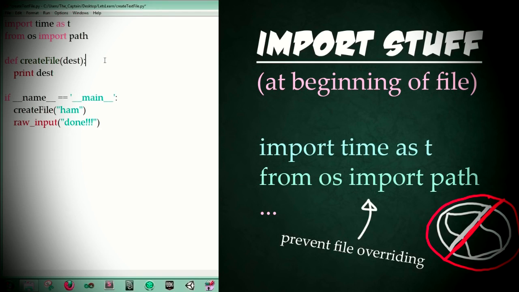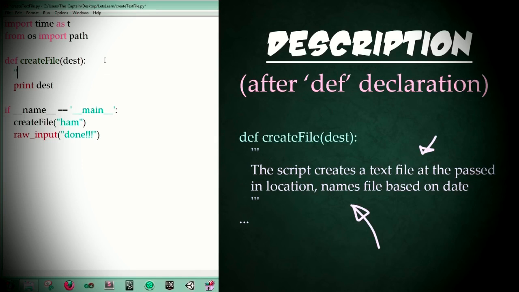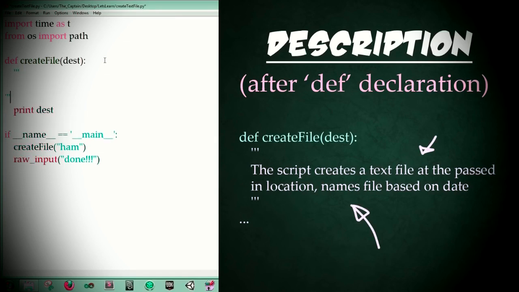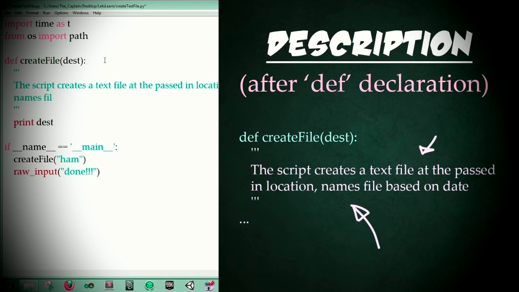Next, we're going to begin with one of the most important steps of programming. We're going to type in the description. So in triple quotes, right below the function definition, we're going to go ahead and type in the script creates a text file at the past in location, comma, names file based on date. That's good enough description. So we're going to go ahead and delete this line, this debug line that we had created, print dest. Delete that.